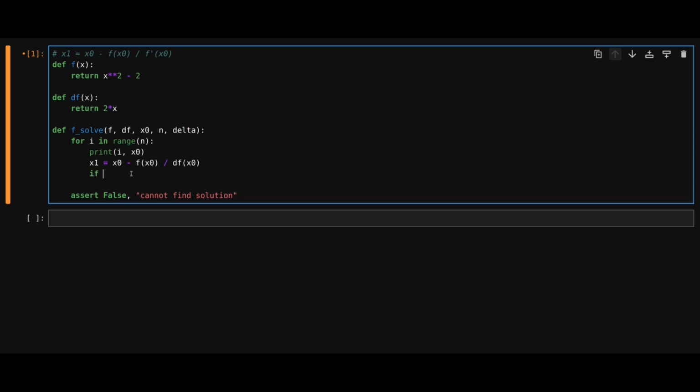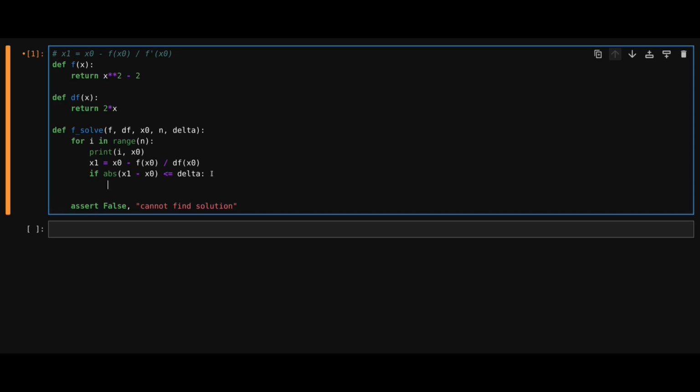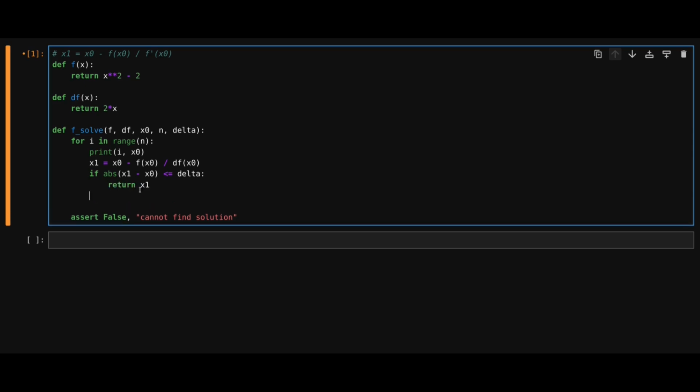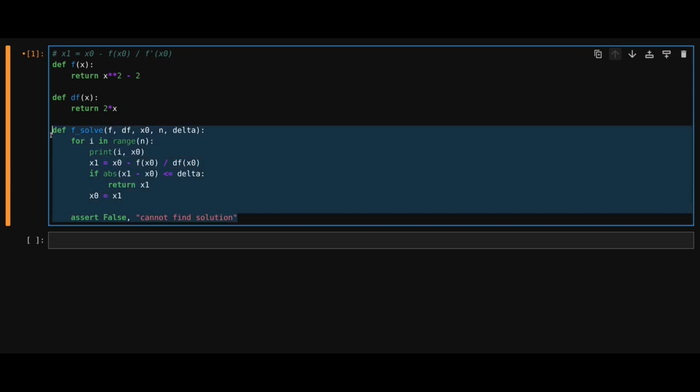So say if the absolute value, abs of x1 minus x0 is less than or equal to delta. If the difference between x1 and x0 is small enough, smaller than or equal to delta, then we'll say that we found a solution where, when we evaluate f of x1, this will be really close to 0. So return x1. Else, we'll need to continue the iteration. So the new x0, the x0 to be used for the next iteration, we'll set this equal to x1 that we just calculated from here. And this completes our Newton's method.